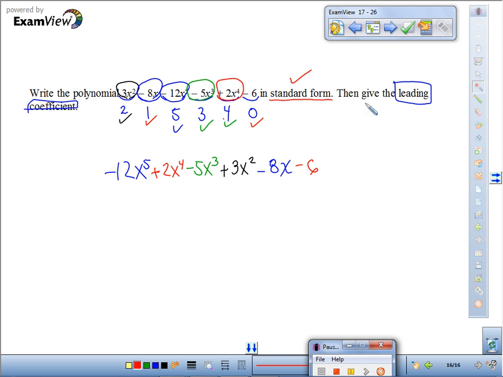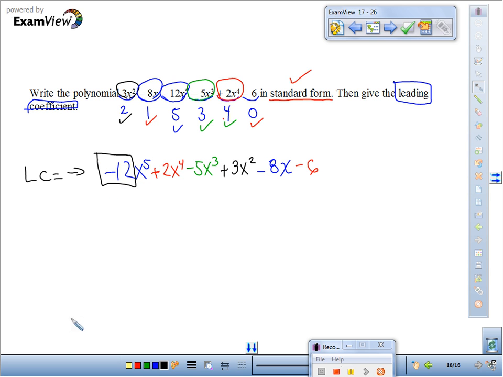Part B, it says, give the leading coefficient. Check this out. All you have to do for this part, just write leading coefficient, point to it, and just box the coefficient on the first term. And you're done.